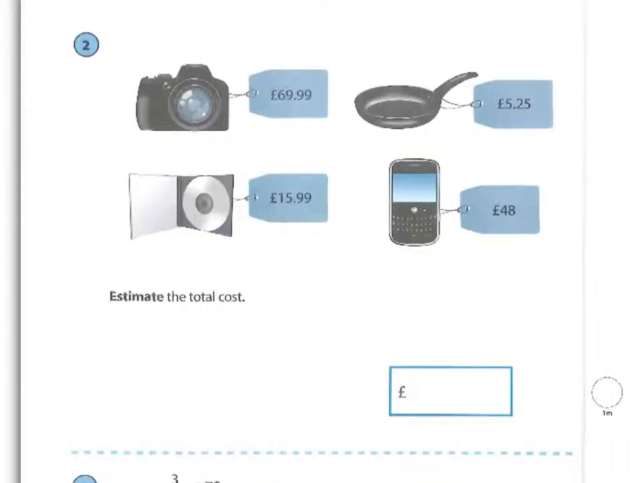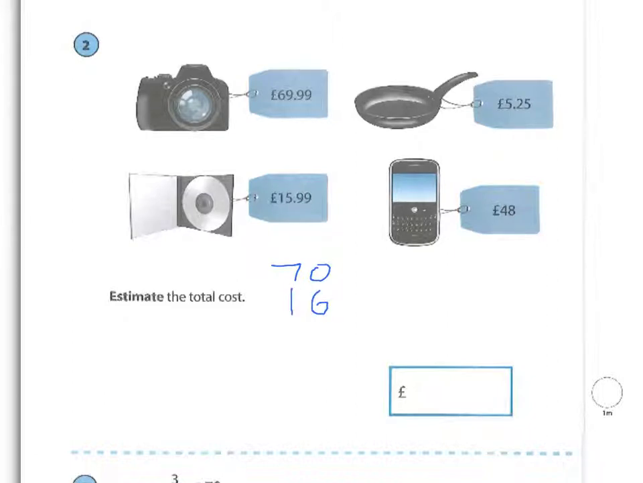Question 2. Estimate the total cost of these items. Now, what I would do here is round these to the nearest pound. So, for the camera, that would be £70. For the CD, it would be £16.